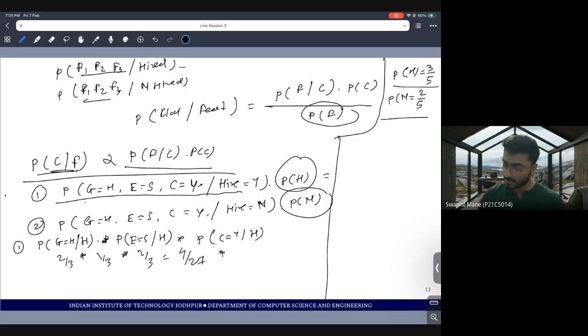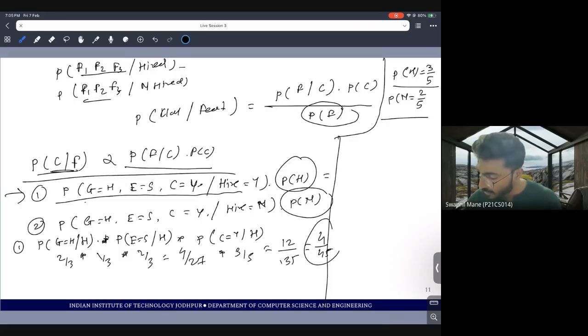You can see here we are following this equation 1, 3 divided by 5. So what is the answer for this? 4 divided by 27 times 3 divided by 5, which is about 12 over 135. After solving this, we get 4 divided by 45. So this is for the S class, higher, it is high.